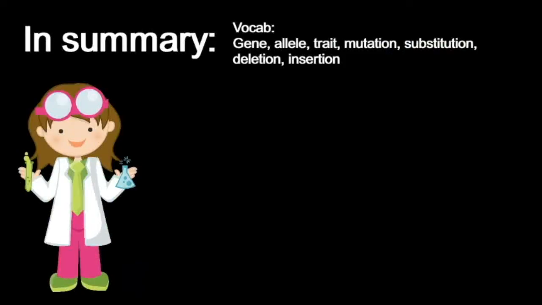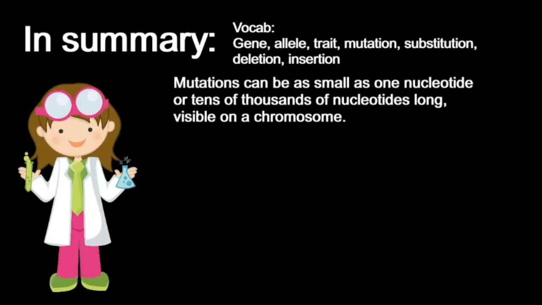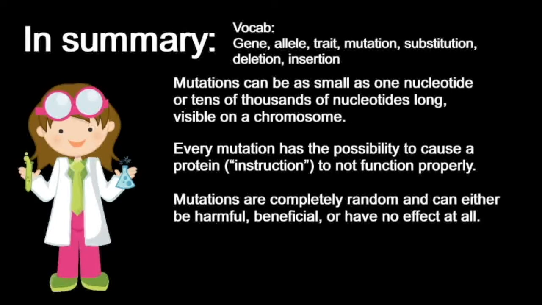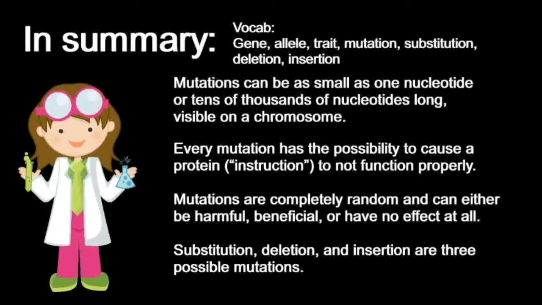To recap, mutations can be as small as 1 nucleotide or tens of thousands of nucleotides long, visible on a chromosome. Every mutation has the possibility to cause a protein to not function properly. This may cause an allele within a gene to change. If an allele affects the outward appearance of the organism, then you will be able to see the different trait. Mutations are completely random and can either be harmful, beneficial, or have no effect at all. Finally, substitution, deletion, and insertion are 3 possible mutations.